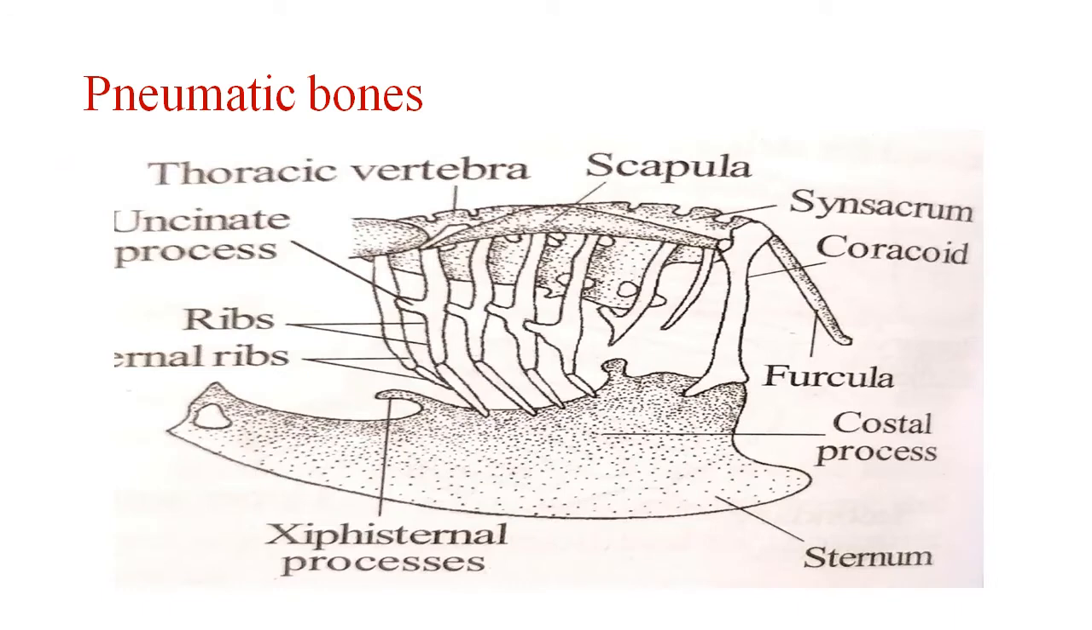You can see the pneumatic bones. I had mentioned the bones in birds are pneumatic, containing air sacs. This renders their weight loss. And the synsacrum, one more, I have mentioned in my previous slide. What do you mean by synsacrum? Syn refers to joint, sacrum, sacral vertebra.